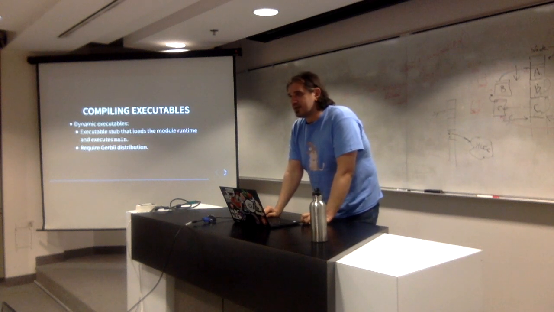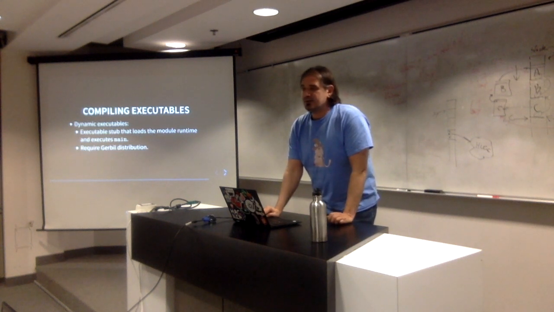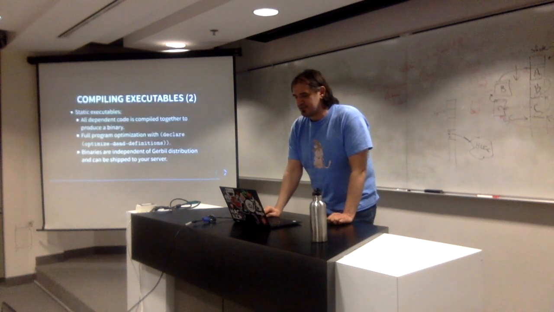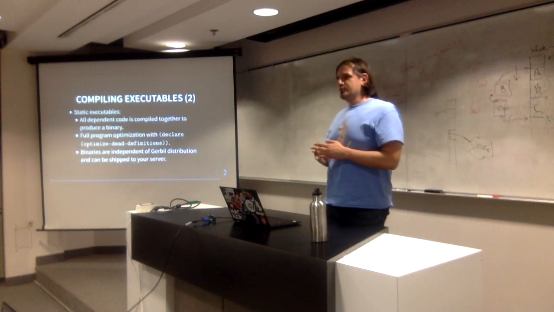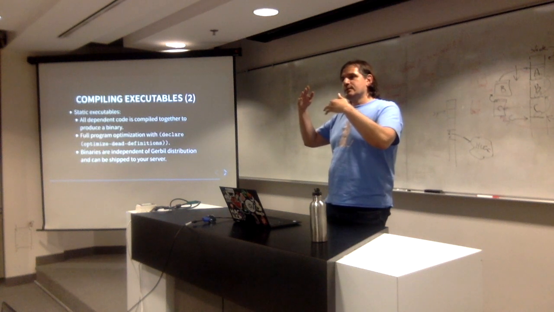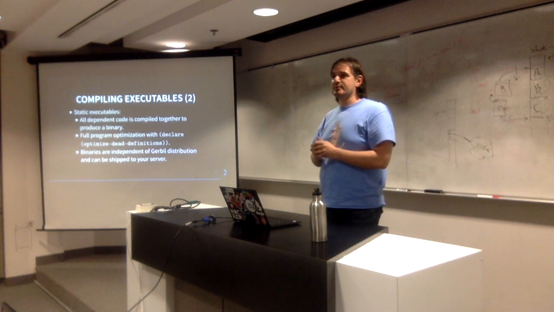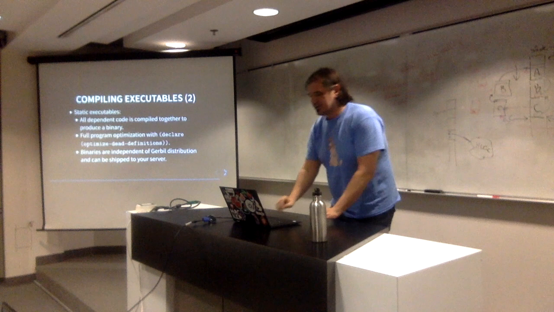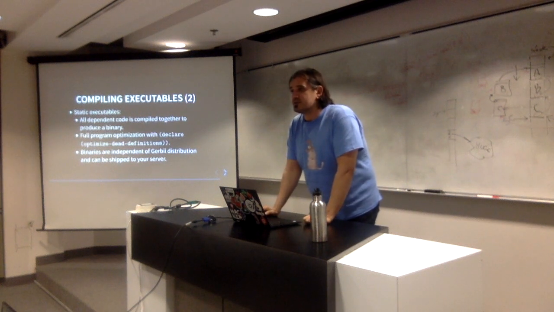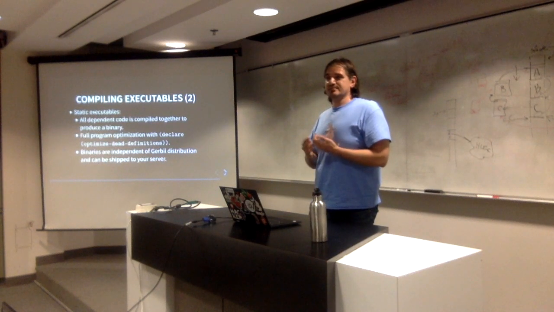The downside of that is that they're slower than static executables, because you can't do all the fancy optimizations, and they require the Gerbil distribution. Well, that's not going to fly if you want to ship binaries to your server. So we have static executables, which take all the code for all the modules and lump it together. This was actually suggested by Mark when we discussed how to do whole program optimization. It uses the magic optimize definitions, which is the tree shaker, and voila, you get an actual binary, which is independent of the Gerbil distribution.